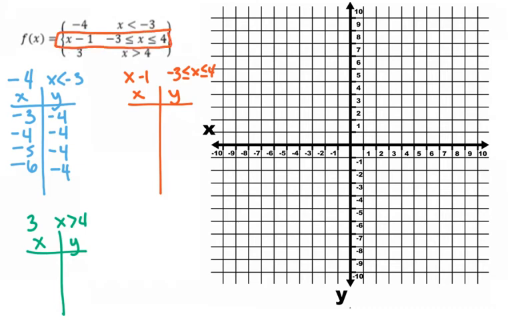Okay, so my restricted domain tells me that I definitely want to use -3, and I want to use 4. And notice that the x is between -3 and 4, so it's saying any number between -3 and 4. So I'm just going to write all of them. Alright, and now I'm going to replace the x with the number. So -3 minus 1, -4. -2 minus 1, -3. -1 minus 1, -2. You get the picture, hopefully.